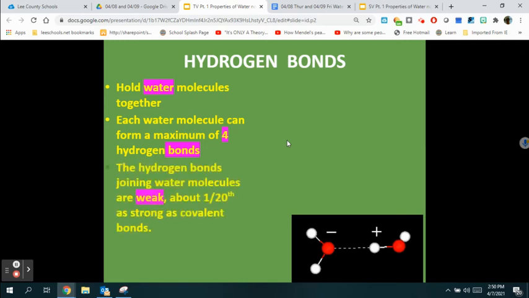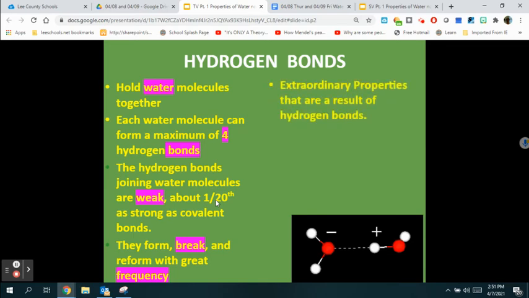The hydrogen bonds joining water molecules are weak, about 1/20th as strong as covalent bonds. Remember, covalent bonds share valence electrons. Hydrogen bonds form, break, and reform with great frequency. Extraordinary properties are the results of hydrogen bonds.